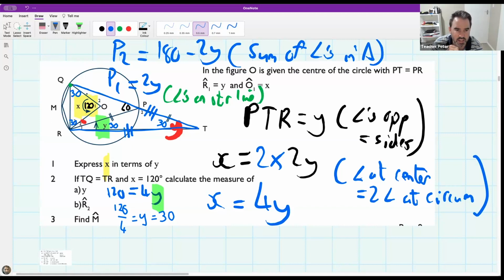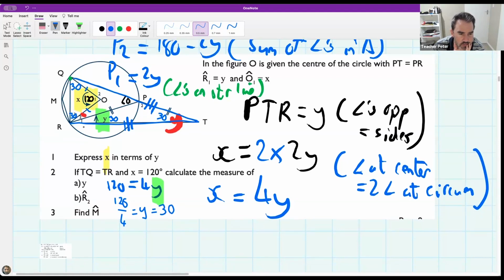Because these are radii, so I've got 30 and I've got 30. Now, how am I going to work out the angle at the center? Is there anything else I can use here? Let's have a look. At the center, we know what that is going to be.